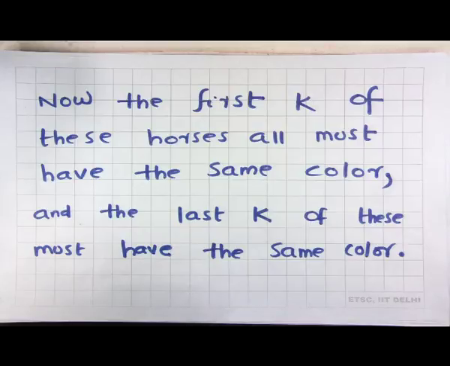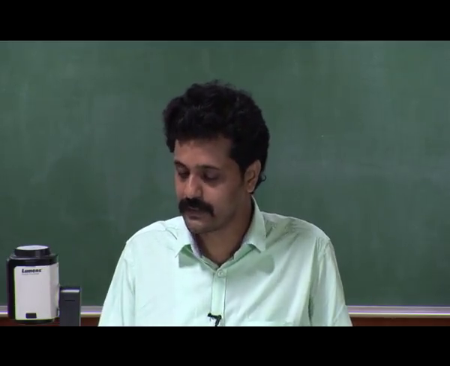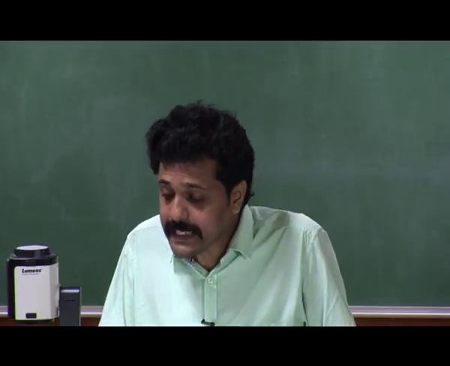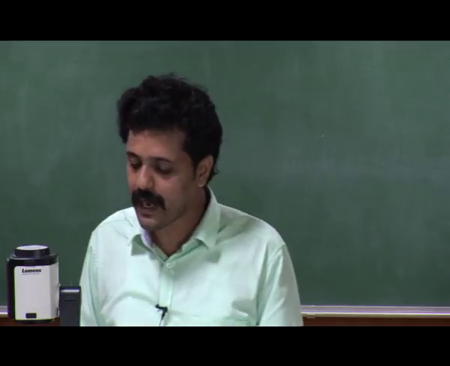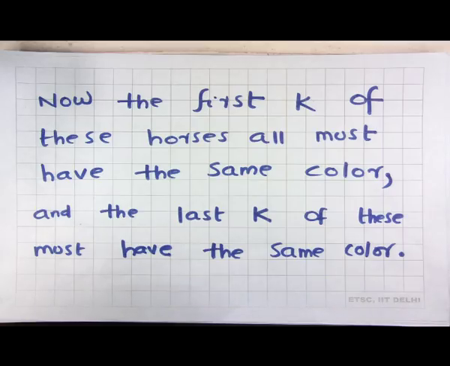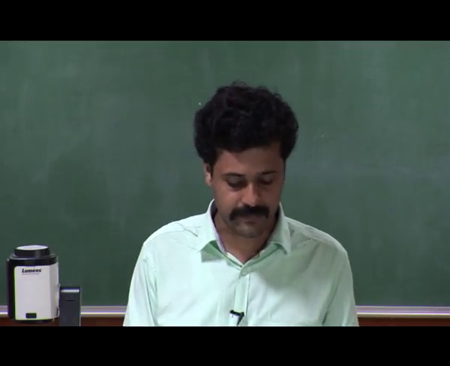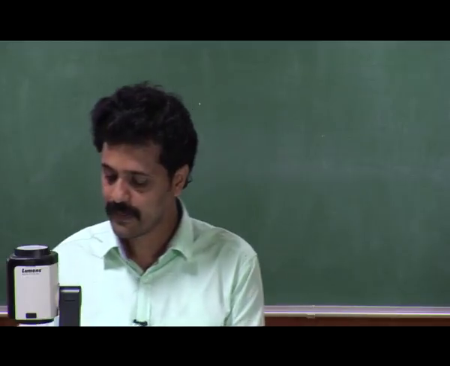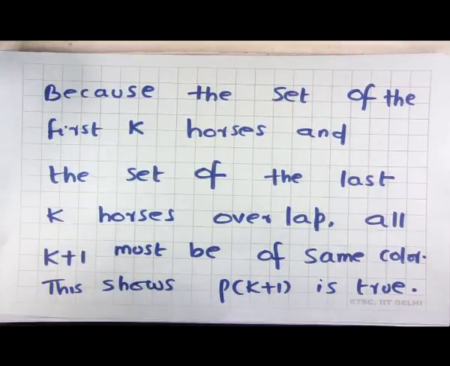Now, you take the last k of the horses, say 2, 3, etc., up to k+1, that set of horses. By assumption, any set of k horses are of the same color, and hence the last k horses must have the same color. So, the first set of k horses have the same color, and the last set of k horses have the same color. Now, one goes on arguing like this.